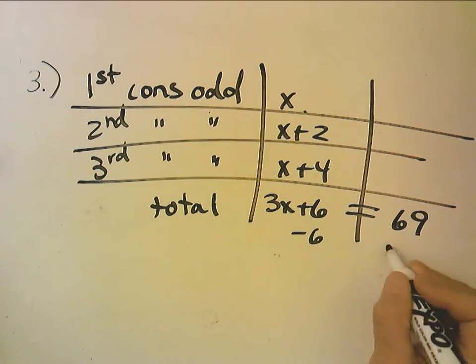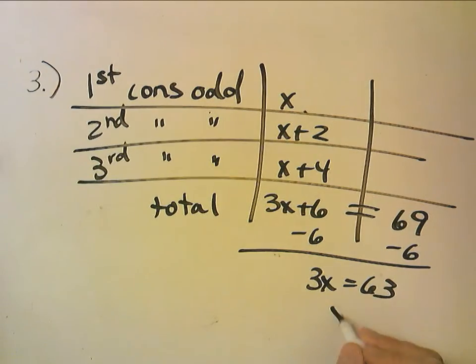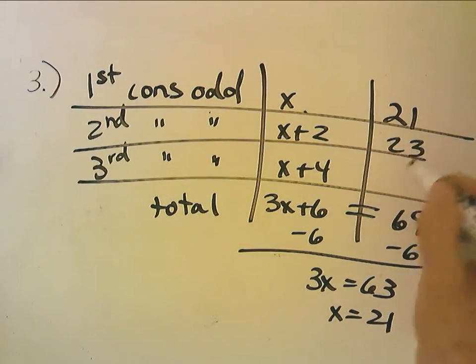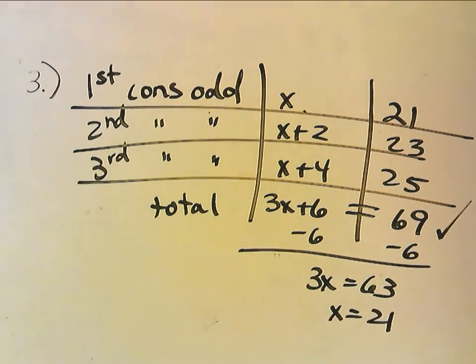Now I'm going to subtract 6. 3x equals 63, x equals 21. So I get 21, 23, 25. And they add up to 69.